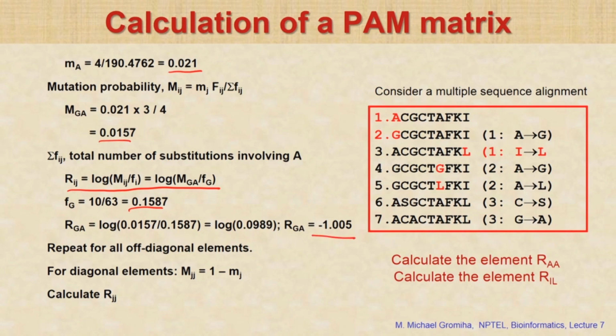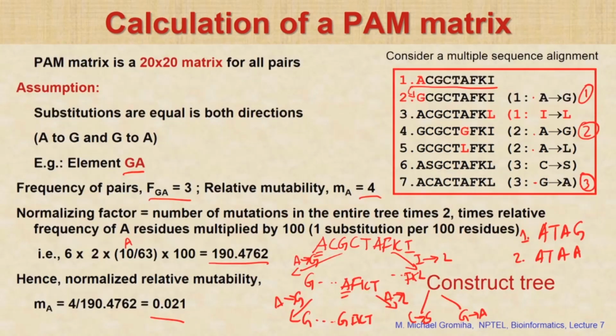So, you can repeat this for all the off diagonal elements. For example, if you want to get the value of RIL, how do you calculate RIL? How many times does the I to L mutation occur? Only one, right. And how many I's are involved in this mutation? Only one. So, now we can calculate the normalizing factor, the same as here: 6 into 2 multiplied by how many I's out of 63? 4. So, the normalizing factor is 6 multiplied by 2 multiplied by 4 by 63 divided by 100. So, we get the value of 76.2.